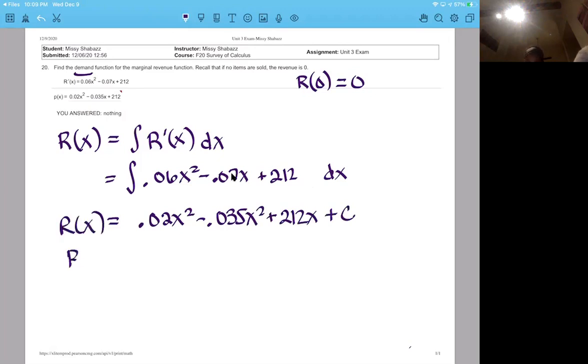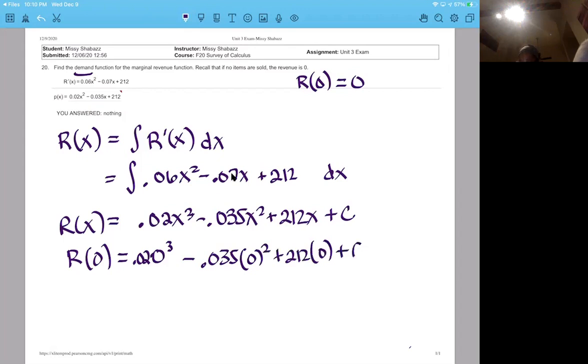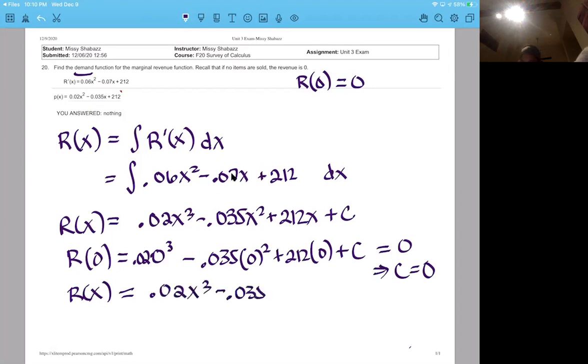And they tell me r of 0 is equal to 0. So 0 cubed times 0.02 minus 0.035 times 0 squared plus 212 times 0 plus the constant equals 0, which means my constant is exactly 0. So r of x is equal to 0.02x cubed minus 0.035x squared plus 212x.